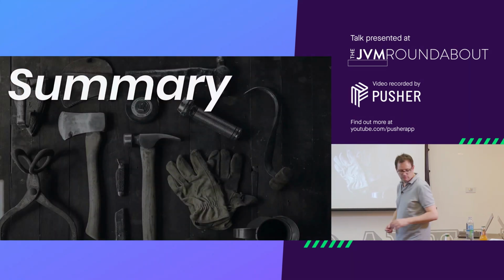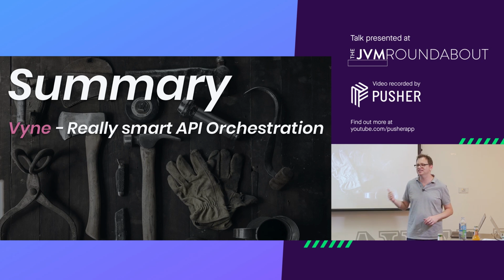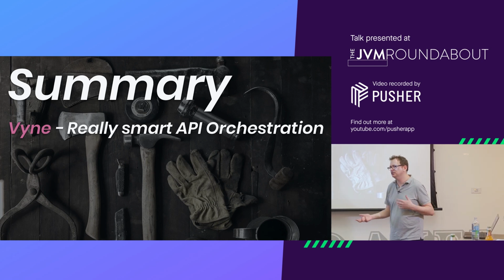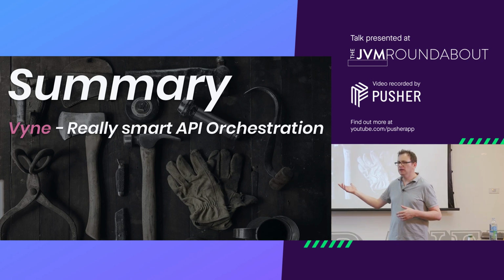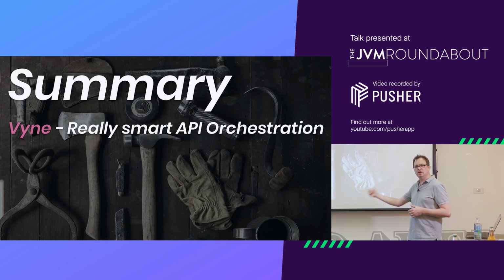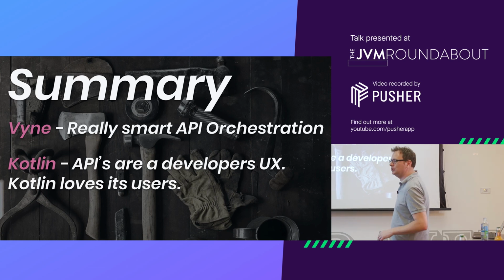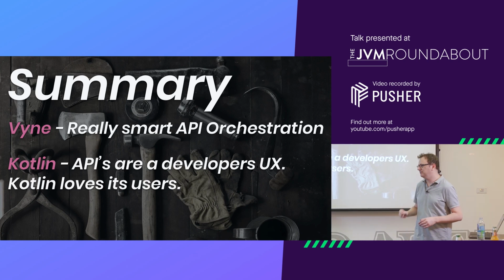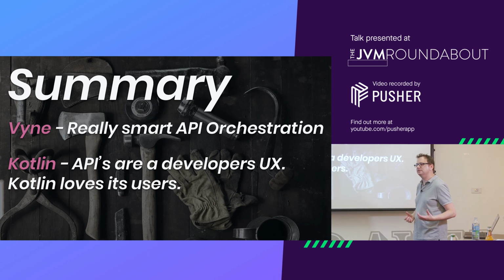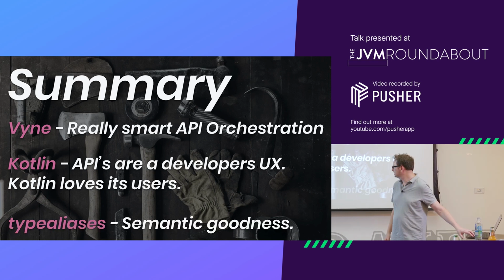That's it. Summary. What did we talk about quickly? Vyne, really smart API orchestration, tiny little scrappy startup. If you are, say, for example, a company that's about to change the way that people get back their VAT at an airport and want to spend some of that new money, come and talk to us. Kotlin: APIs are a developer's UX, and Kotlin loves their developers. The user experience for Kotlin is great. The developer experience is fantastic, and it very much shapes what we think about when we produce SDKs.